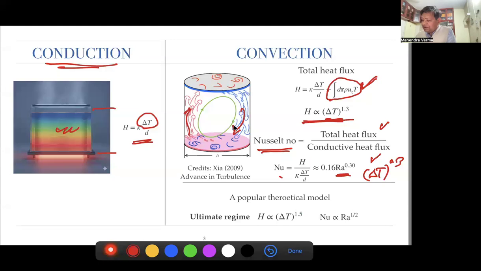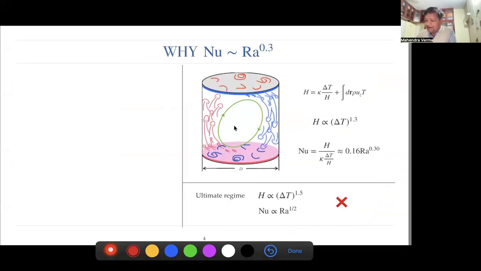Now, if you look at some of the models, one popular model is that heat transport goes as delta T to the power 1.5. This is called the ultimate regime. For very high temperature difference, Kraichnan argued that the heat flux is this, and that gives you an exponent of half. Nusselt goes as Rayleigh to the half. So there is a competition between this half and 0.3. And I will show in this presentation that the real exponent is near 0.3. Now, why so? That is the crux of the paper, which I'm going to tell you.